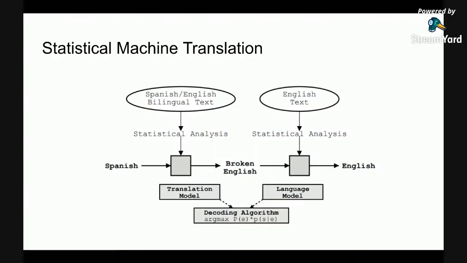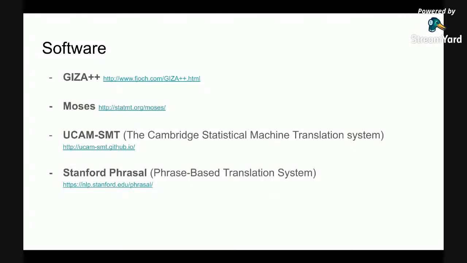As you can see here, we have some software which are already available online. As I mentioned, GIZA++, which works very well. We have also Moses. We have the Cambridge Statistical Machine Translation System. We have also Stanford Phrasal, which uses a phrase-based translation system.